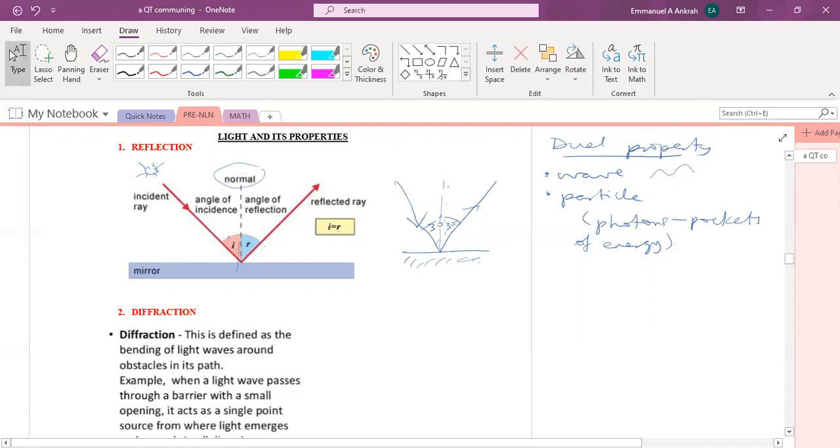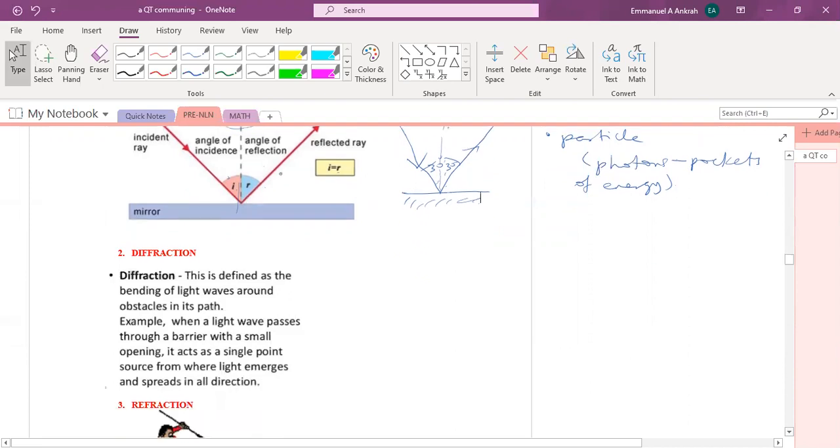Okay. Then the other one is called diffraction. Diffraction has to do with the bending of light waves around obstacles in its path. For example, if I have a particle here, it has to be a tiny particle for this to occur. So let's say I have this particle here, like a bacteria under the microscope.